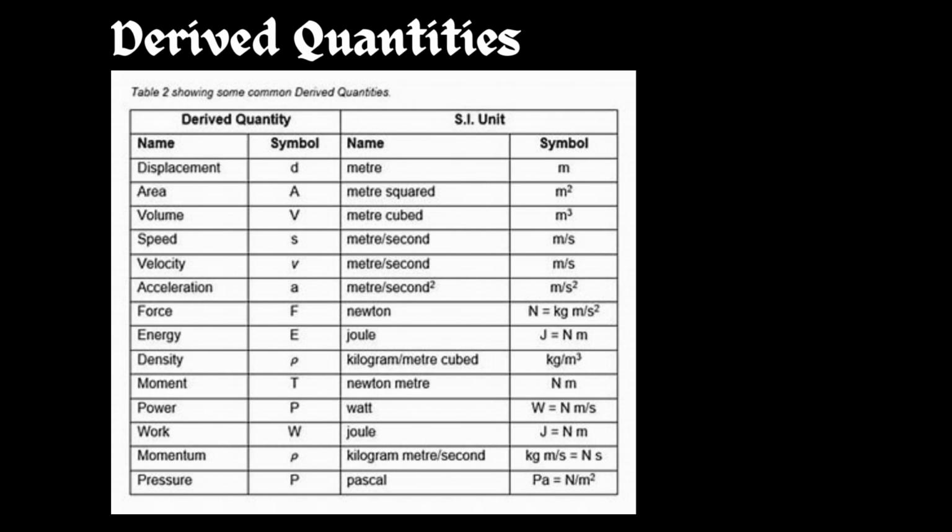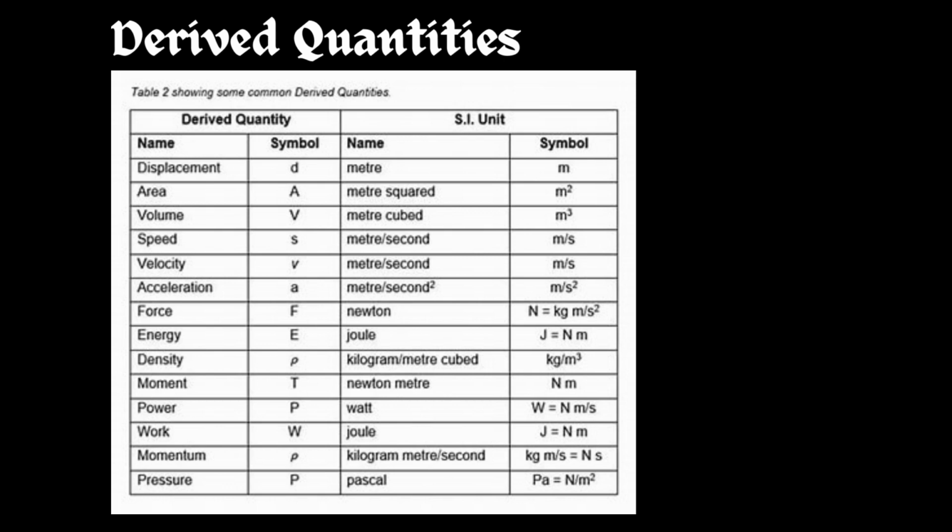And now going into derived quantities. This table 2 is showing some common derived quantities like displacement, area, volume, speed, velocity, acceleration, force, energy, density, momentum, power, work, pressure, etc. So students, we have given the SI units of these quantities also.